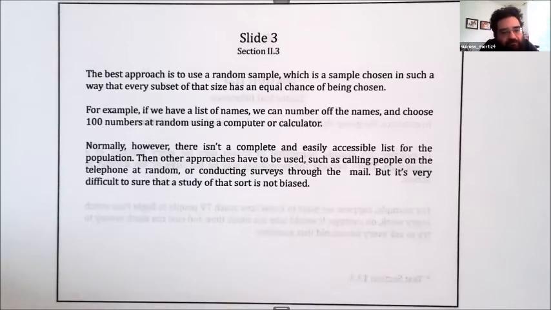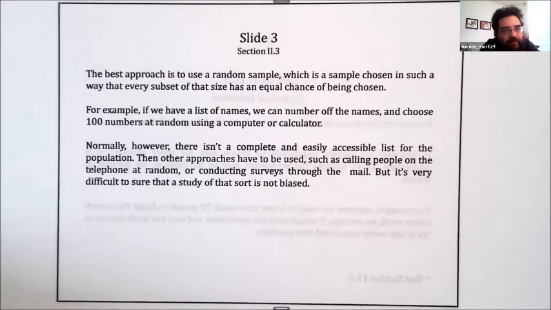For instance, you could call people on the telephone at random, or you can conduct a survey through the mail, or you can go to a shopping mall and ask people questions, or there's any number of ways of doing it. Okay, but it's very difficult to ensure that a study of that sort is not biased. Just about every study that's done has to select the individuals in some manner like this. Think about when you get called on the phone to answer questions for a survey. Well, they're just calling you at random.